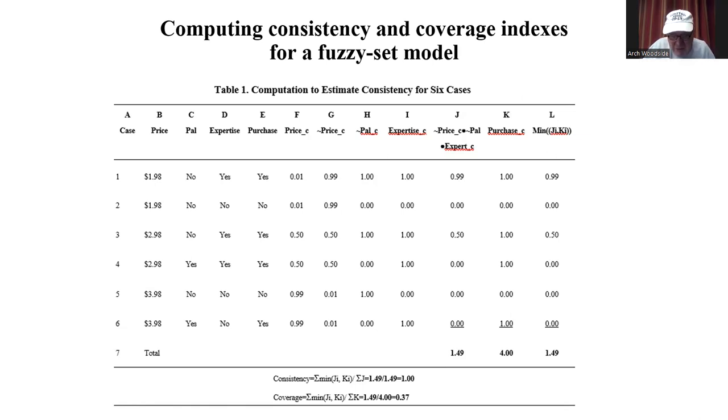And coverage is, for example, 0.37, which would indicate about a third of the cases that are high on Y or high on X. So coverage is about the power of the model across the cases in terms of the cases high on Y.